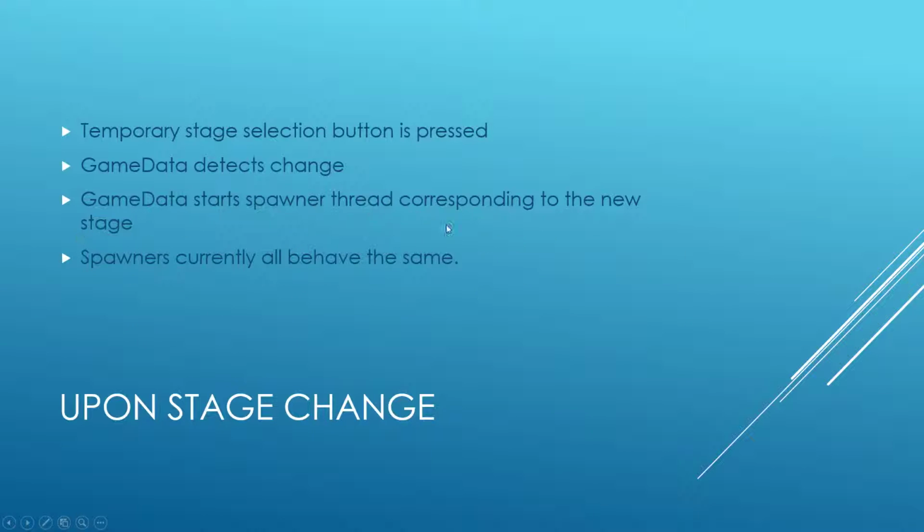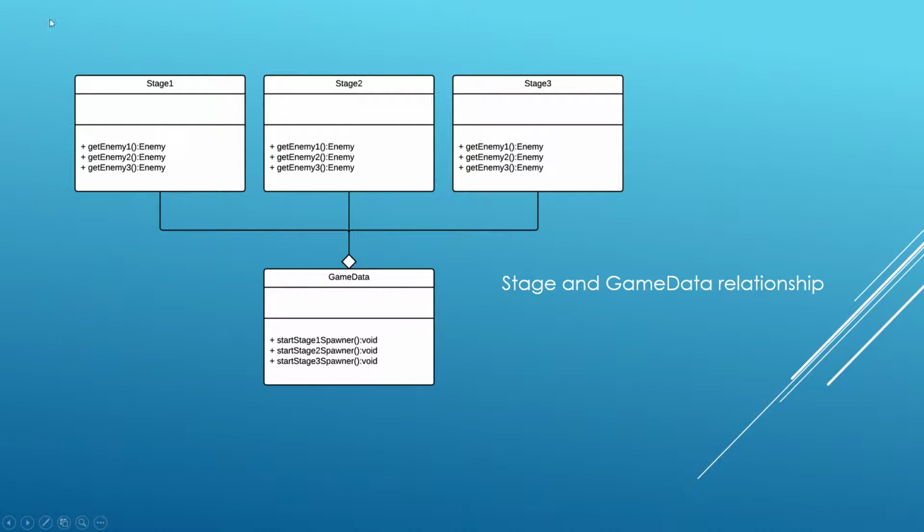And currently the spawners are all exactly the same, so I will only show you the stage 1 spawner whenever I get to the demo. And here's a little relationship diagram for all of the stages and game data. As you can see, all 3 stages currently have the same amount of enemies in them. That's temporary and for debugging.